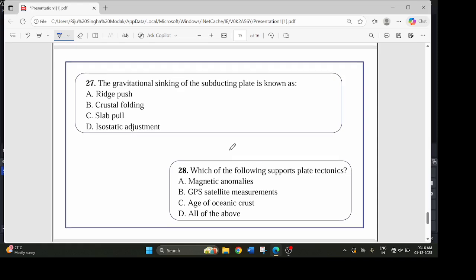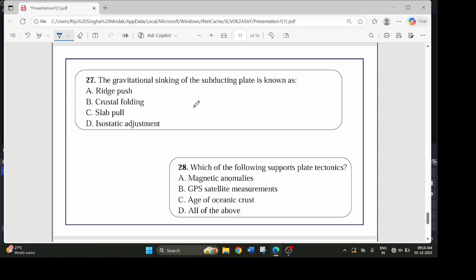The gravitational sinking of the subducting plate is known as ridge push, crustal folding, slab pull, isostatic adjustment. So here the correct answer is slab pull. The gravitational sinking of the subducting plate, known as the slab, is the slab pull. Okay, the correct answer is slab pull.